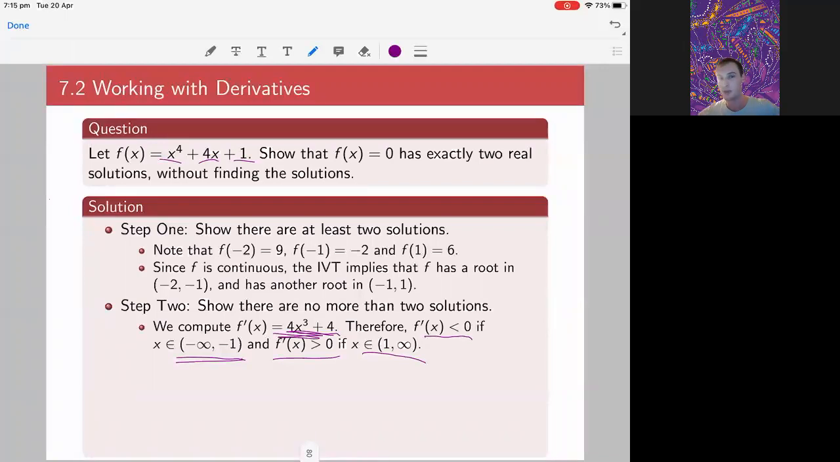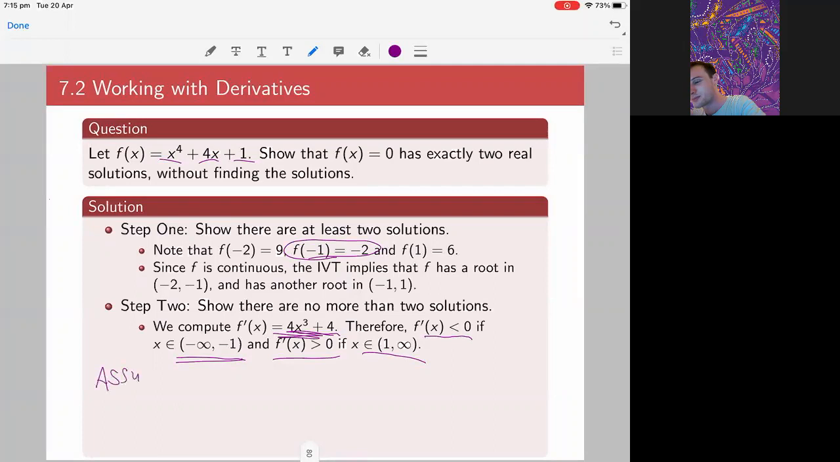We've now got pretty good information about what the derivative's doing, and so we're now in a position to use the mean value theorem. Now, the way we're going to use the mean value theorem is as part of a proof by contradiction. Because remember, we're trying to show that there are no more than two solutions. And so what we're going to do is assume that we do have more than two solutions and use the mean value theorem to obtain a contradiction. So let's assume that we've got at least three solutions. We know that -1 is not a solution. So that means that there have to be two solutions on one side of -1, or there have to be two solutions on the other side of -1.